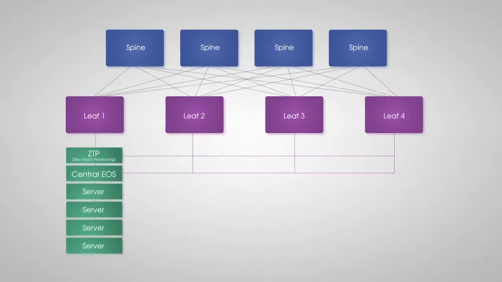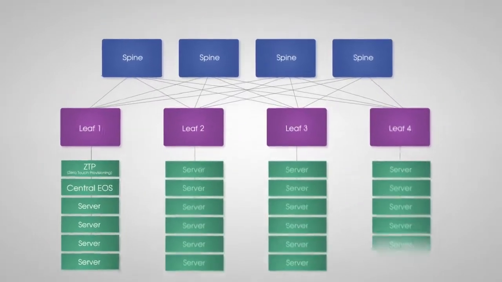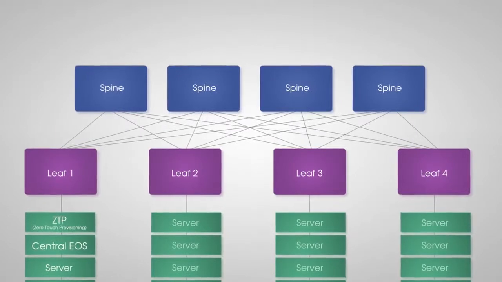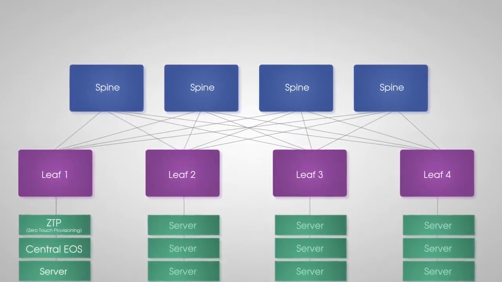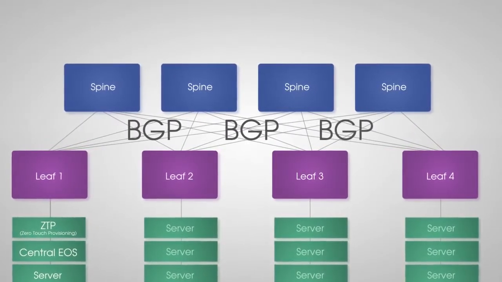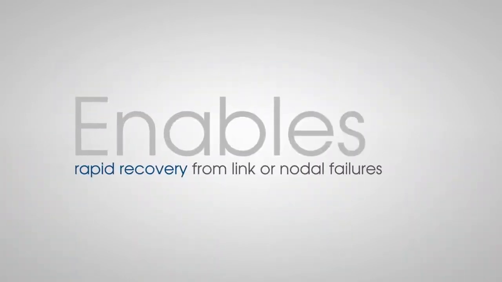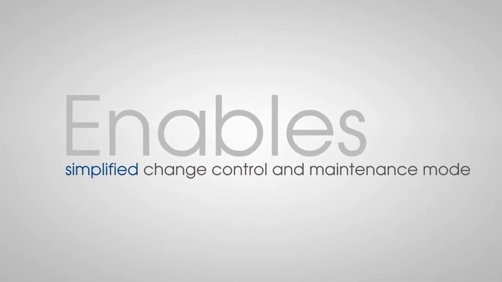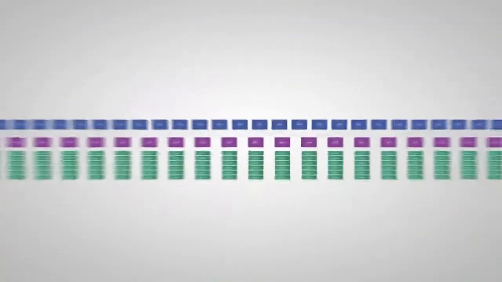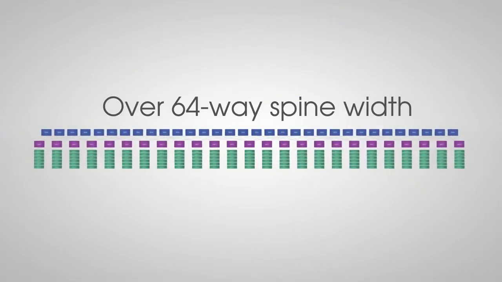As you can see from the network diagram and the leaf switch configuration, we're routing from each leaf switch back to a four-way spine. We're using BGP as the routing protocol to interconnect the leaf to the spine and automate IP reachability. This enables rapid recovery from link or nodal failures, simplified change control and maintenance mode, and can scale from two-way to over 64-way spine width.